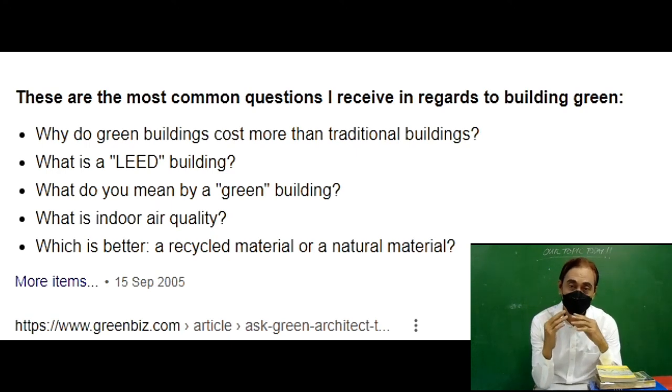Those are the 5 questions that are most common in regards to building green or sustainable green building.